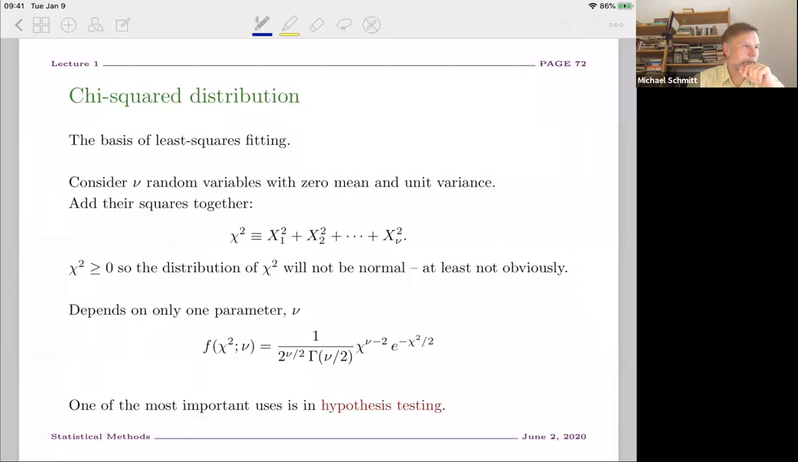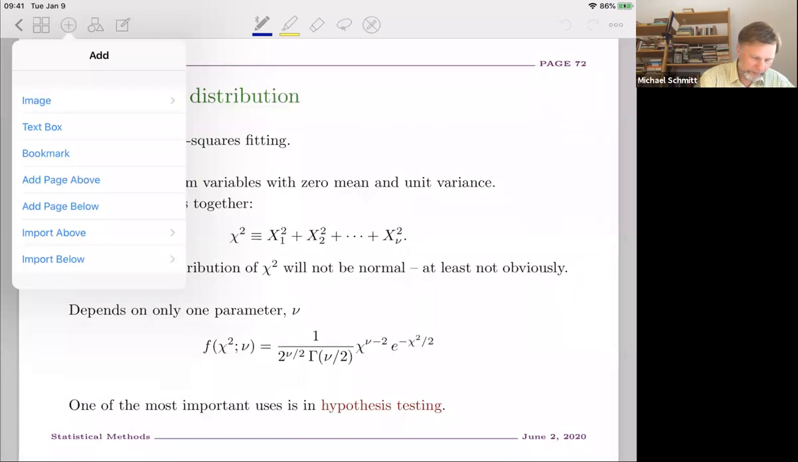Another question: will we also talk about the median expected significance and p-value? So p-values, I sort of just went over. Let me talk about p-values now. Again, I'll introduce a new page and draw on it.